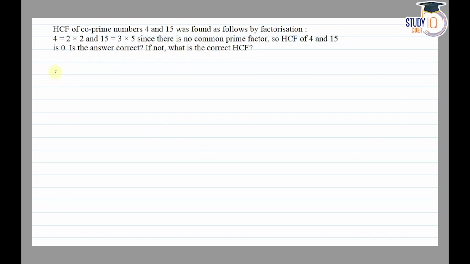So, no, this is not the correct answer. Then the correct answer will be: the HCF of 4 and 15 is 1, because 4 will be 1 into 2 into 2 and 15 will be 1 into 3 into 5. So the common factor we have is 1, because 0 is not the correct answer. The correct answer is that the HCF of 4 and 15 is 1.